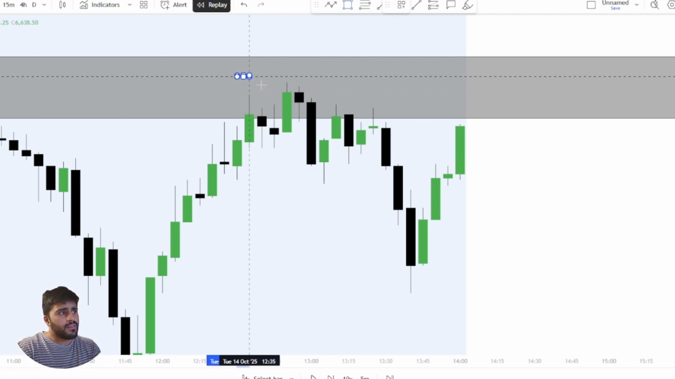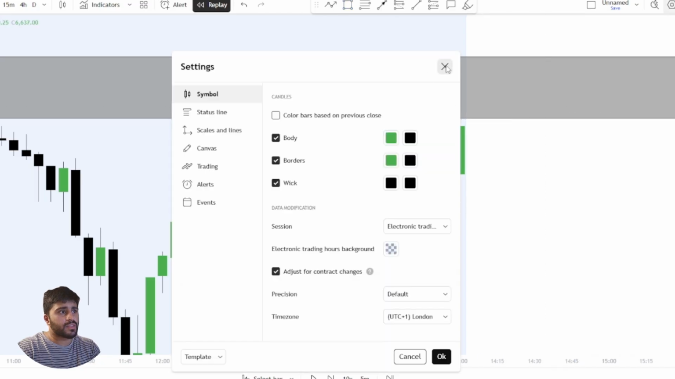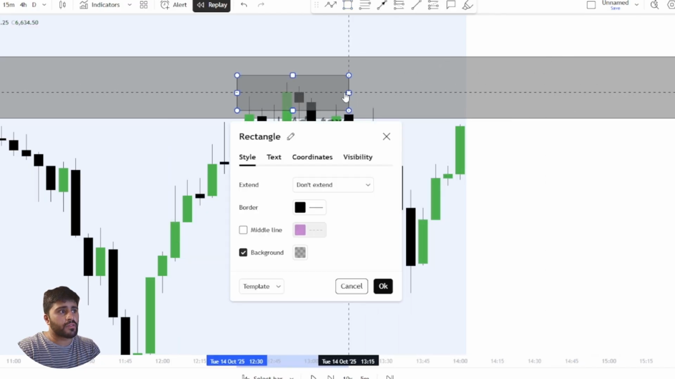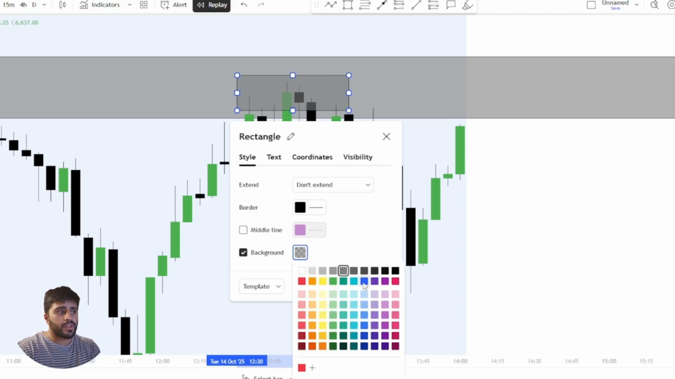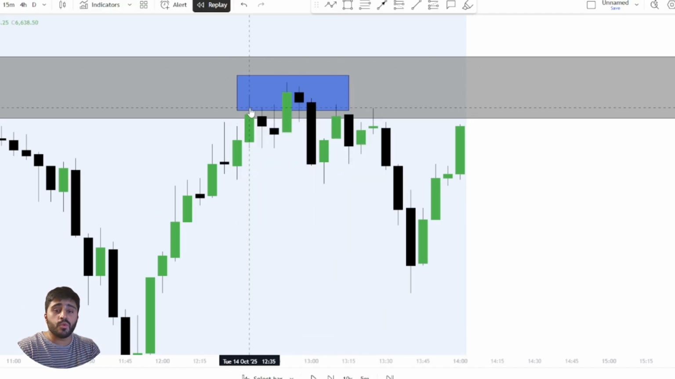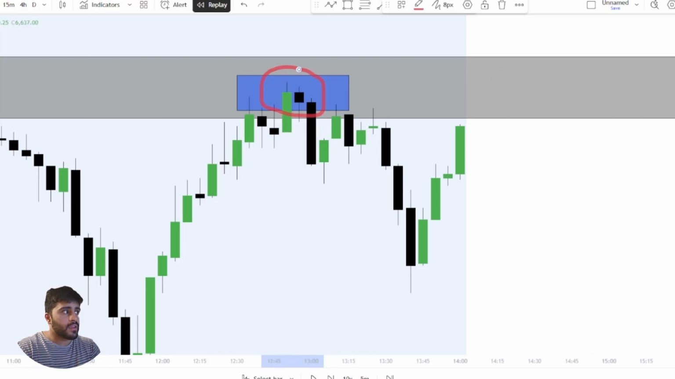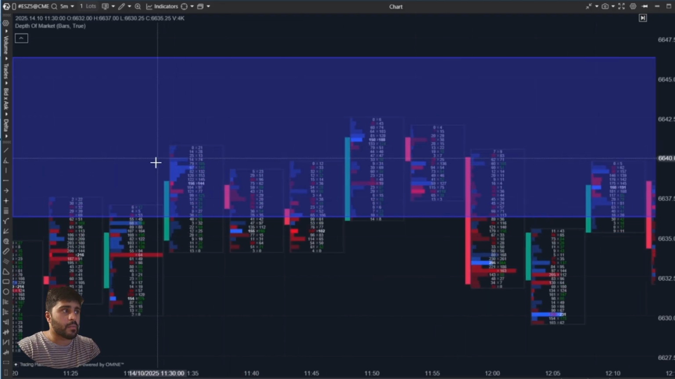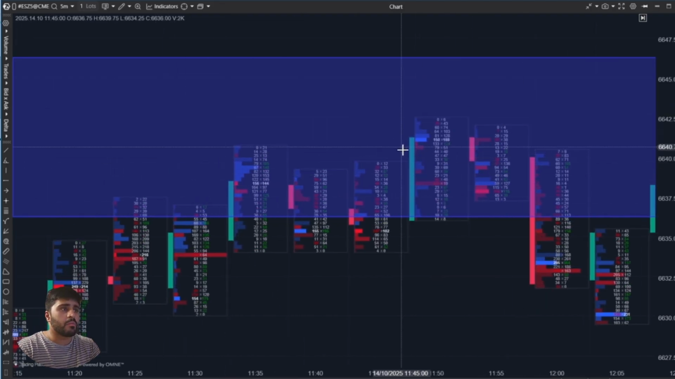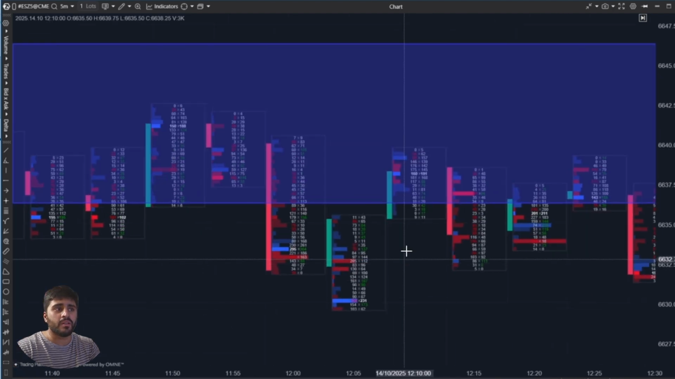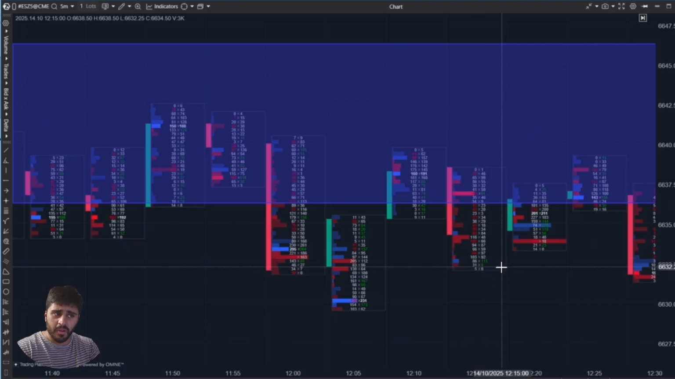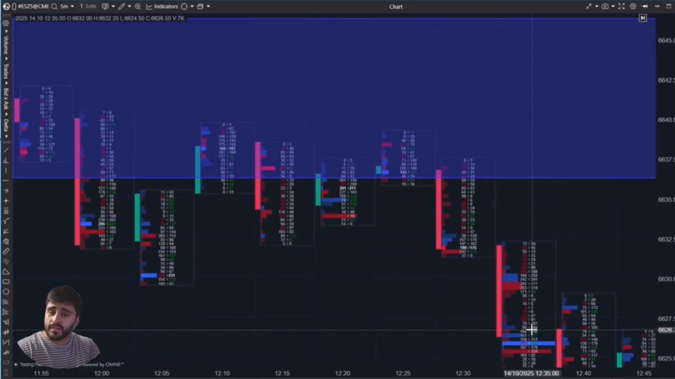Now, in this particular region over here, this is what I'm going to be focusing on. I'm going to highlight this in blue. The reason why is because this is where blue delta is sitting, right? This is where buyers are aggressive here. If we go to the ATAS footprint charts, we can see buyers are aggressive, but we're breaking below the zone, right? We broke below once, buyers were aggressive, we broke below again, and then we continue to break down.